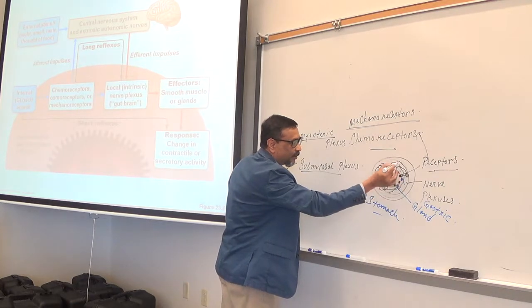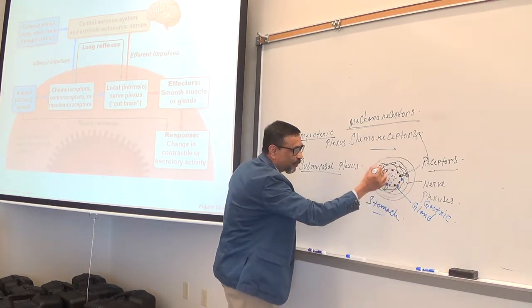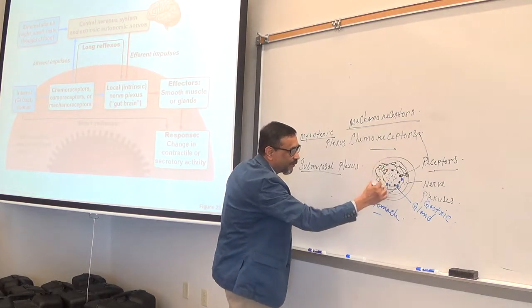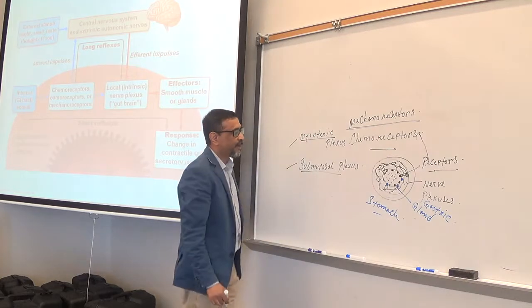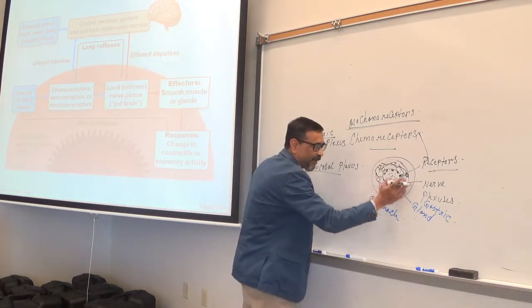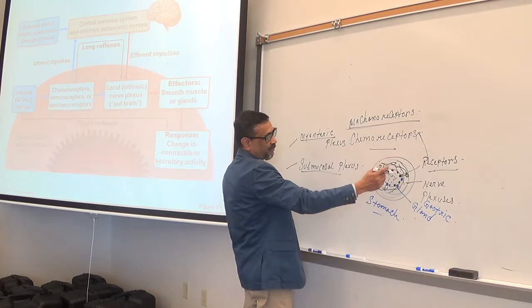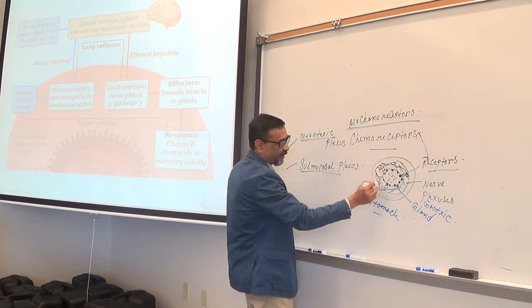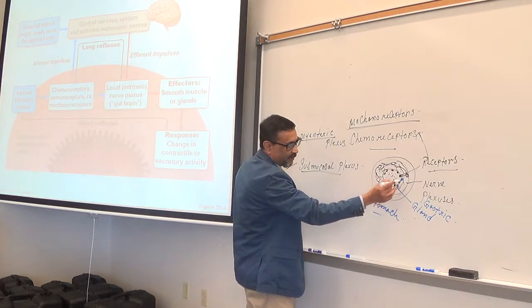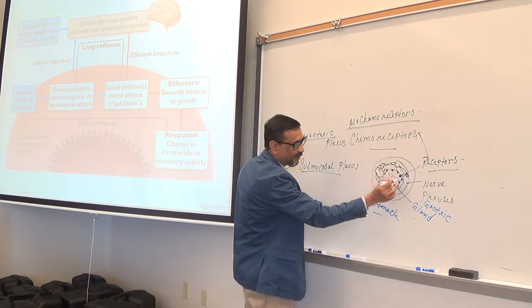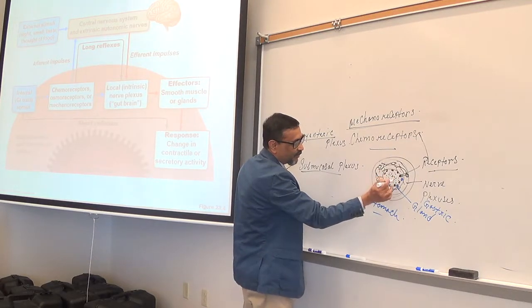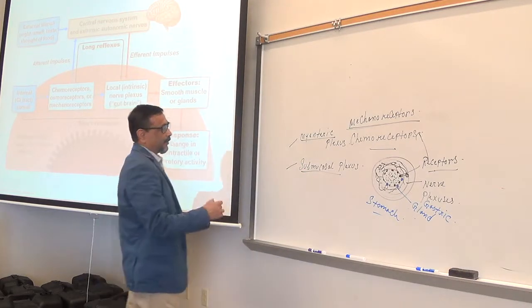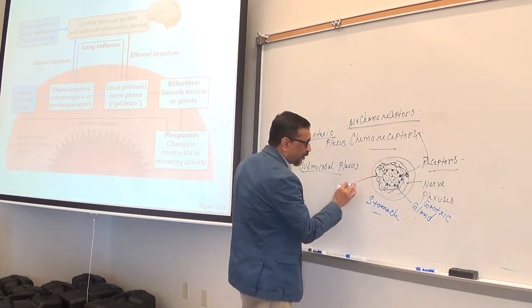So the neuron will send signal to the glands through other neurons, like form a network here. And everything is happening here in the wall of the GI tract, inside the wall of the GI tract. These neurons are being activated and they are stimulating the glands to secrete the HCl in this case. Okay. Now that is called short reflex.